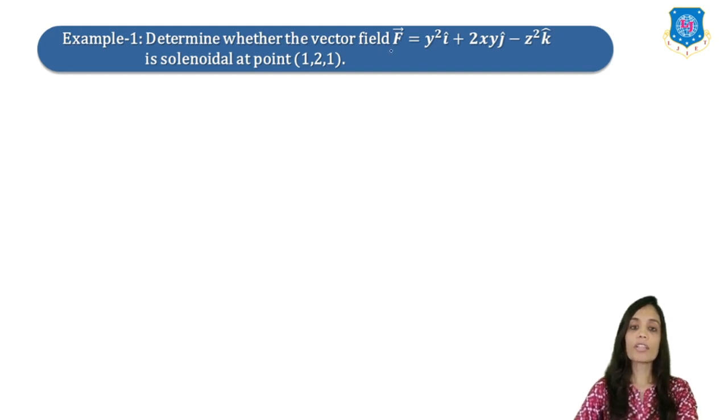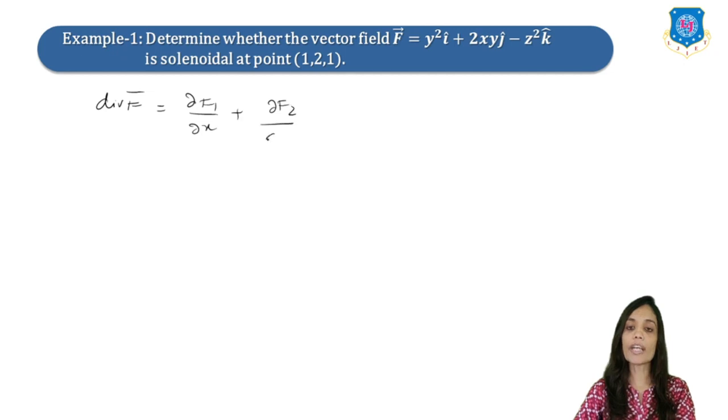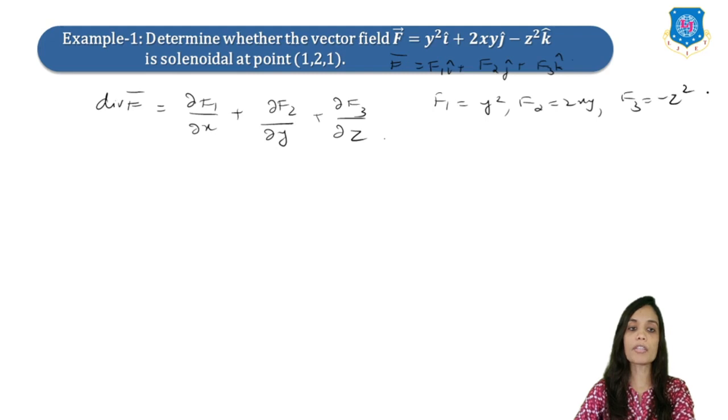We have to determine whether the given vector field is solenoidal at point (1, 2, 1) or not. In order to determine this, we first have to find divergence of f bar. The formula is del f1 by del x plus del f2 by del y plus del f3 by del z. Compare our f bar with f1 i cap plus f2 j cap plus f3 k cap. So our value of f1 is y square, f2 is 2xy and f3 is minus z square.